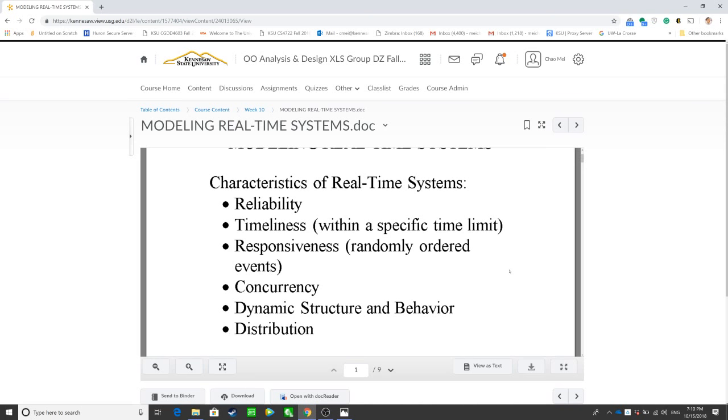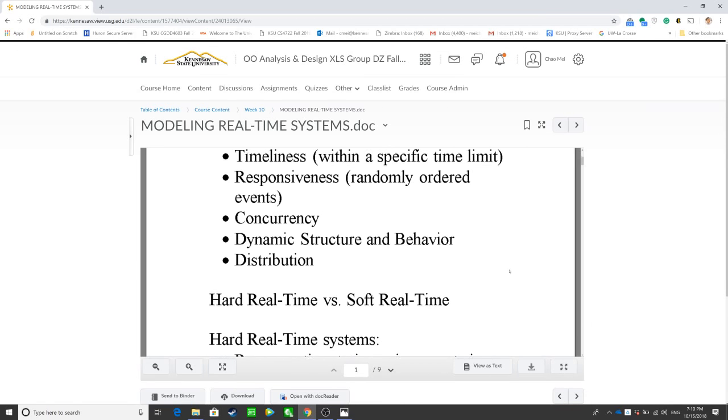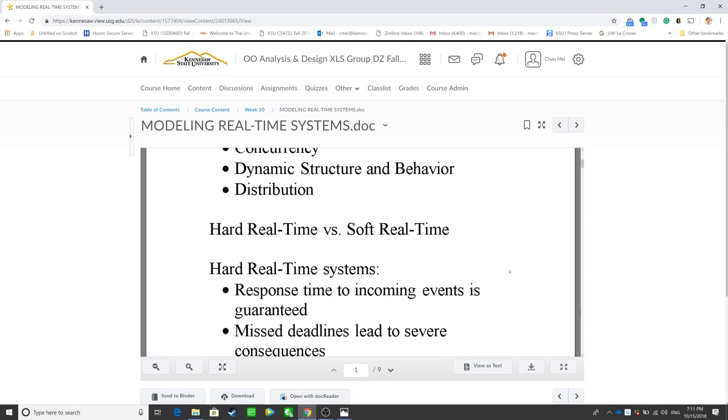Dynamic structure and behavior means it needs some input, and it does not necessarily result in the same output. It depends on other input and situation conditions. Okay, that's a real-time system. It's pretty complex. So we need some tool to help make it clear to us. Otherwise, if we're confused, it's hard to implement this thing. All right, to clarify that a little bit.